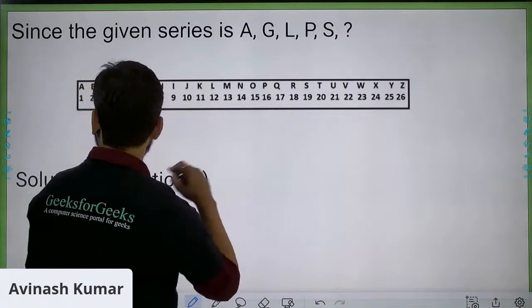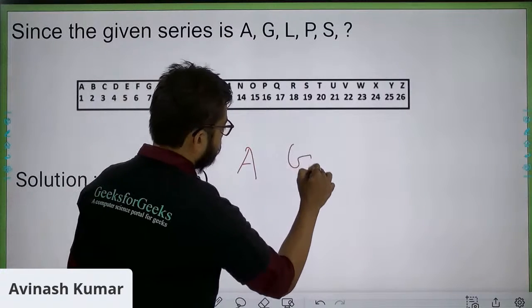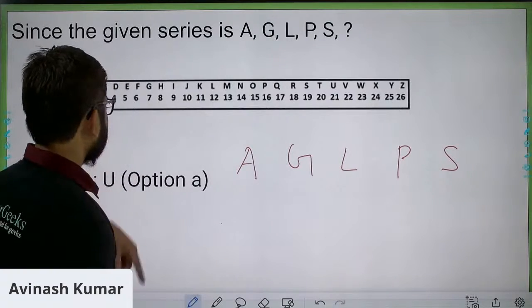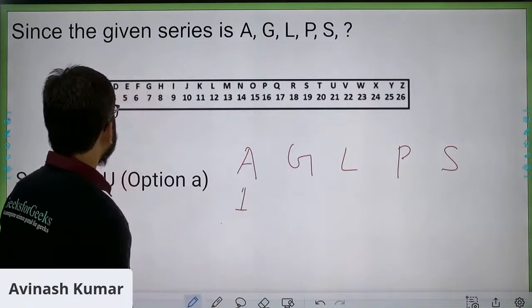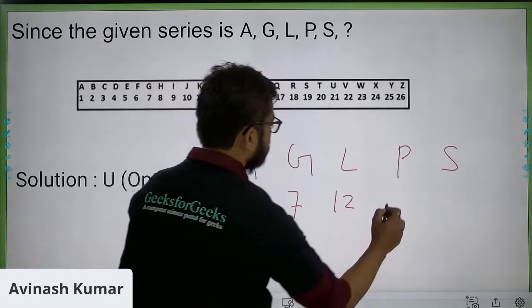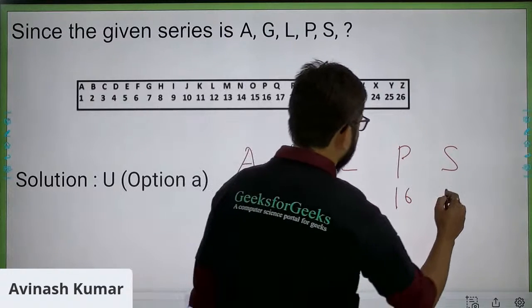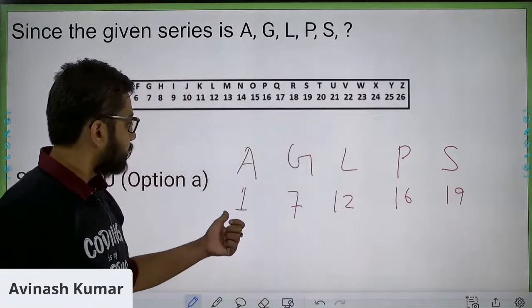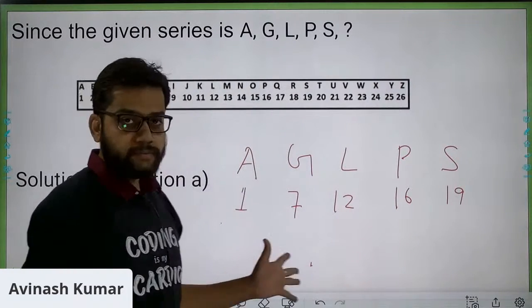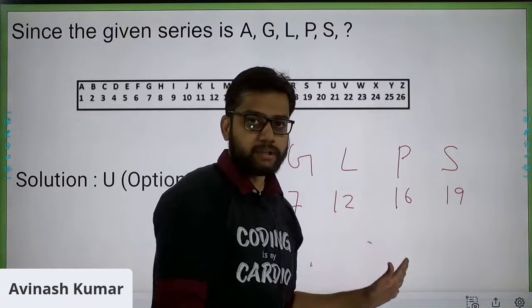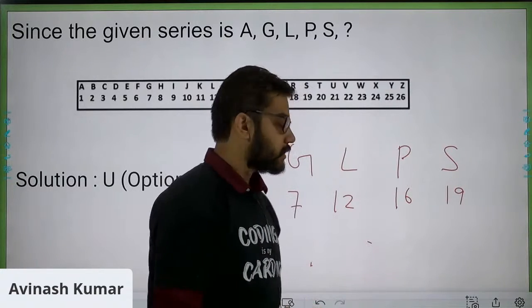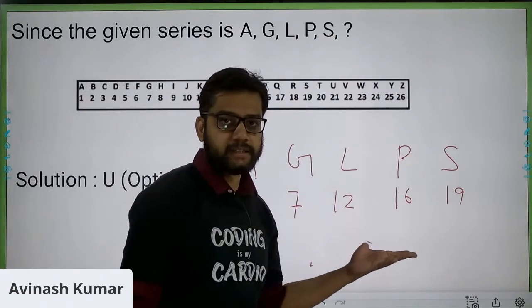Now I'm going to write down the numbers for A, G, L, P, S. Now we have to find the next one. The place value of A is 1. The place value of G is 7. For L it is 12. For P it is 16. For S it is 19. So it's 1, 7, 12, 16 and 19. Now we didn't find any specific order here. The series is increasing, but only slightly, not exponentially. So let's check what the exact difference is between the consecutive numbers.